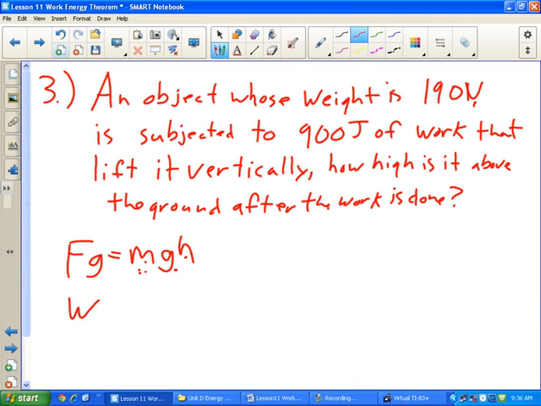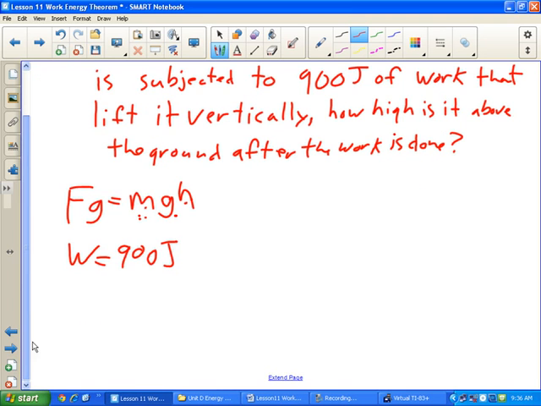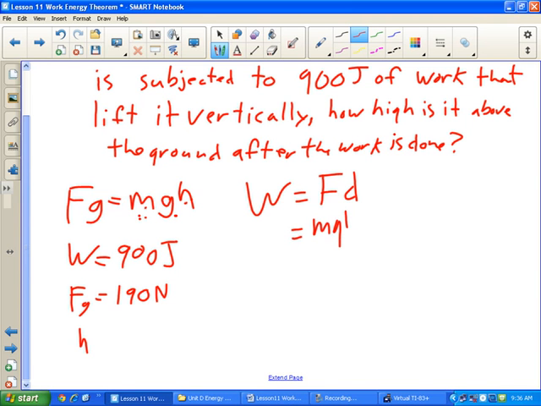All right, so they gave me work. They told me it's 900 joules. They gave me force, the force of gravity. They told me it's 190 newtons. I'm trying to find what? The height. Well, work is force times distance, which is the same as saying M times G times H. Can I find H? Yeah, because I know that this is 900 joules, and I know that M times G is 190.